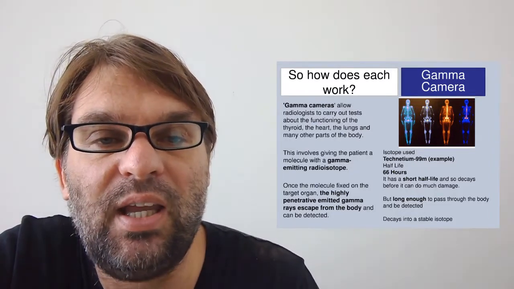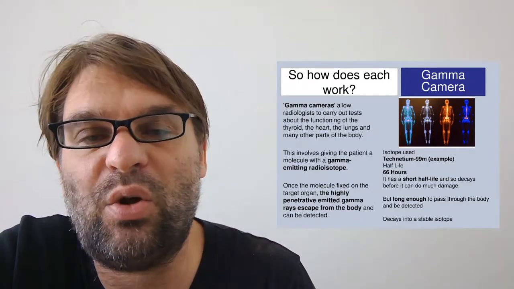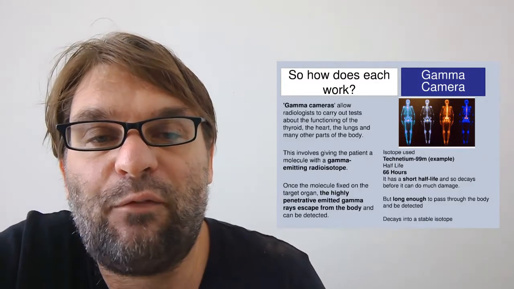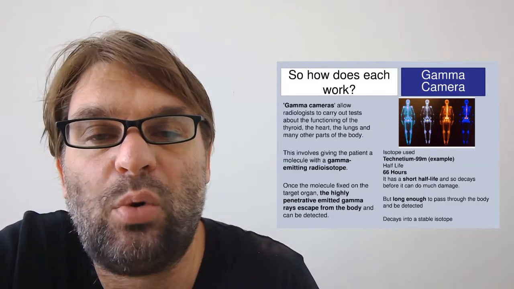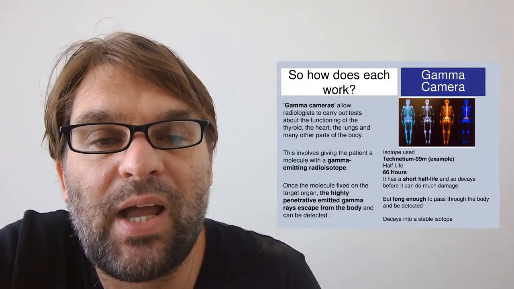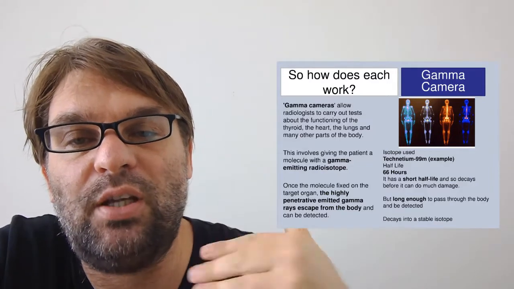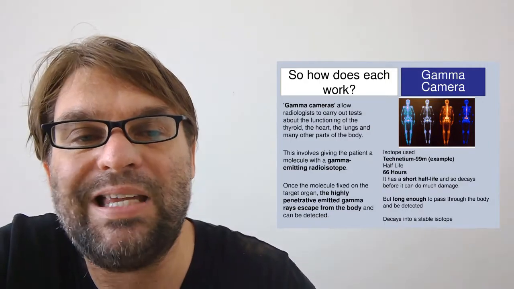Once you fix your radioisotope to a target molecule which targets a particular area of the body, for example the pituitary gland, if you maybe have cancer in that or want to know whether you have, then you can detect any irregularities, because it's going to emit from that particular position, and you can detect the gamma rays.